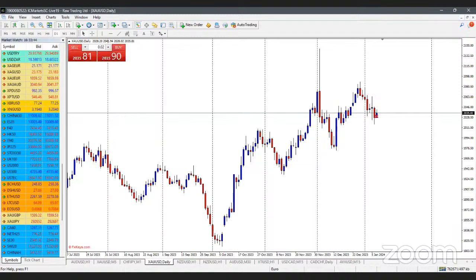So I thought it would be good to set up our preparations for Thursday's CPI news in advance. There's nothing better than to do our preparation. So I'm going to do things a bit differently. I'm going to start with the dollar index first.